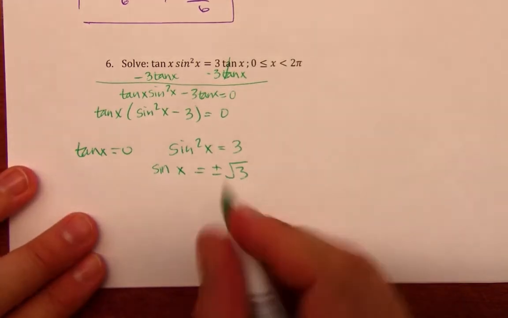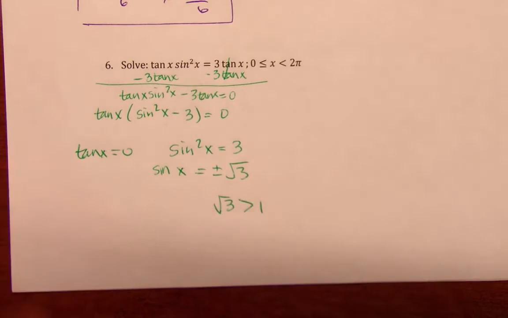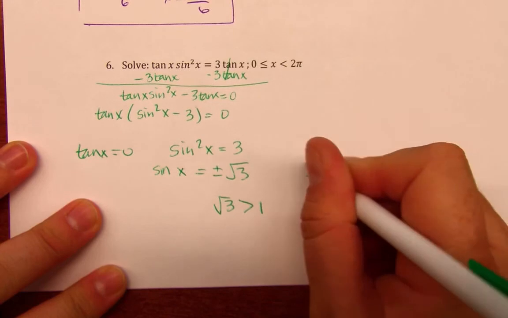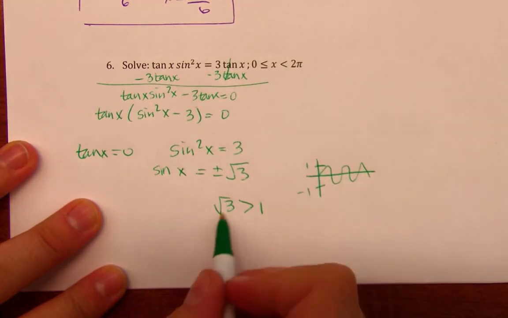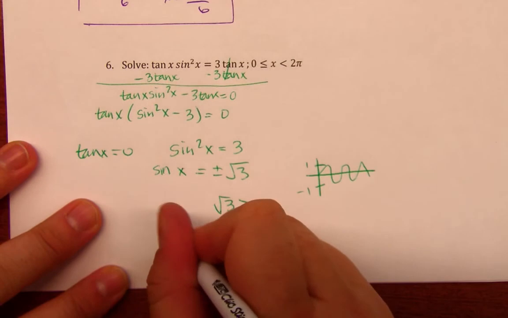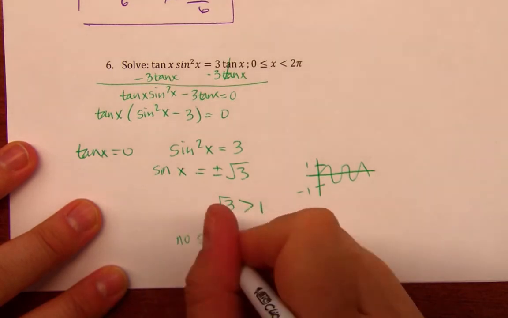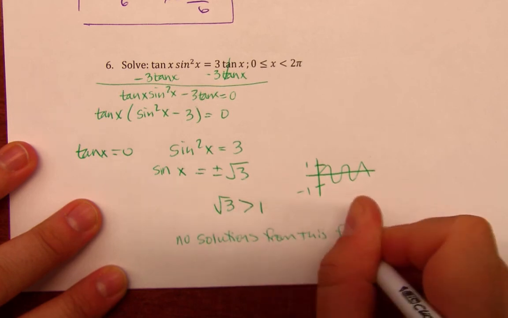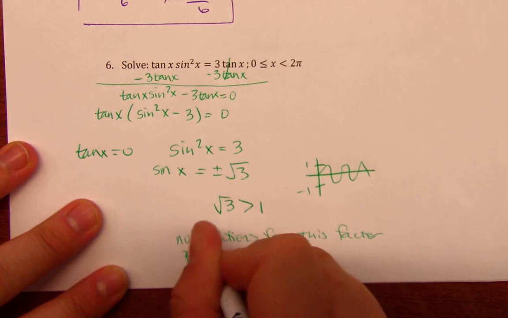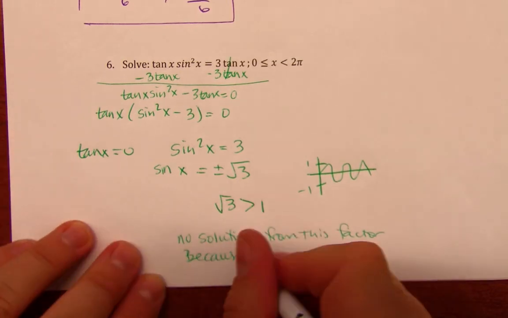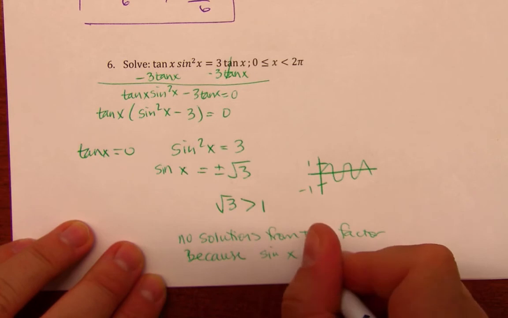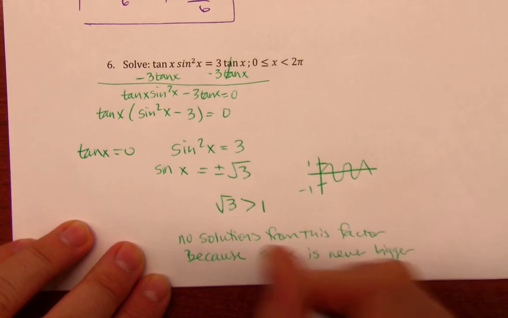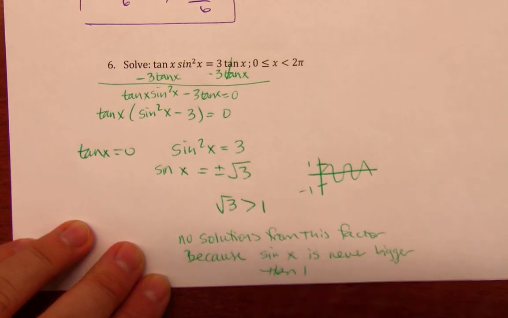Now let's talk about this one first. Root 3 is greater than 1. But remember, sine just goes back and forth between 1 and negative 1. It never reaches something this big. So what that means is there's no solutions from this factor because sine x is never bigger than 1. Okay.